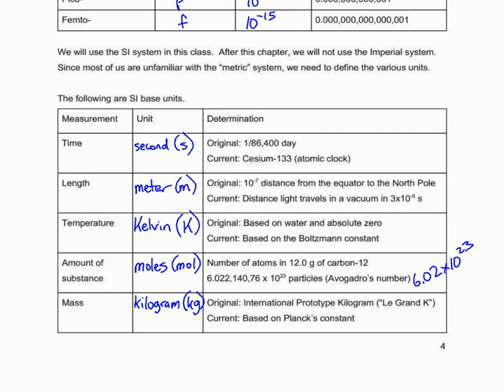Now, in the last couple of years, I want to say it was 2018, they changed it. It is no longer based on this piece of metal. They still have it, and it's still significant, but they have changed the definition of the kilogram, and now it's based on something called Planck's constant. And that's another of our complex physics things that we will not discuss in this class.